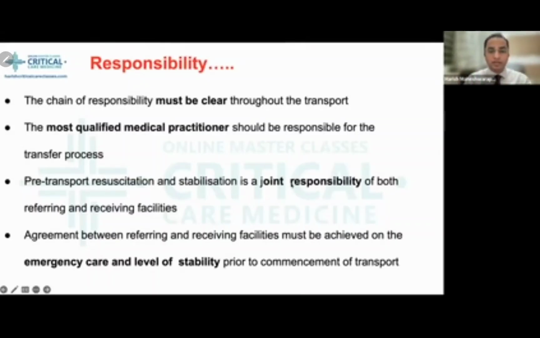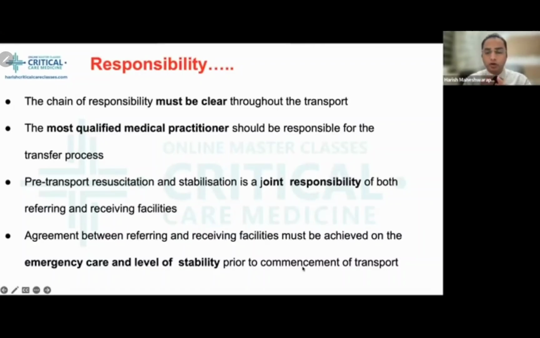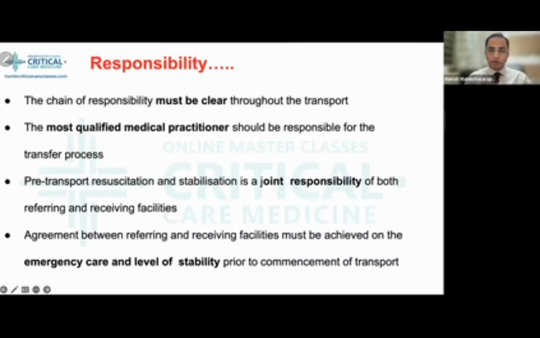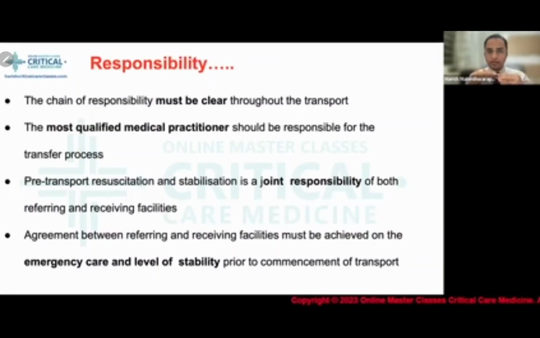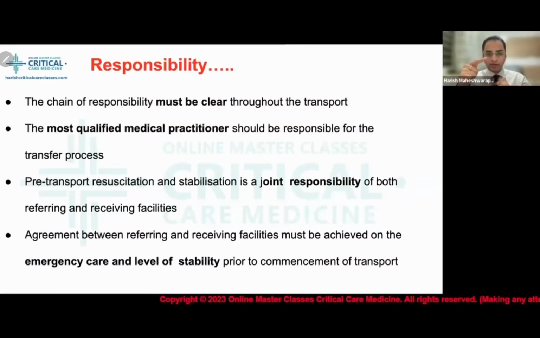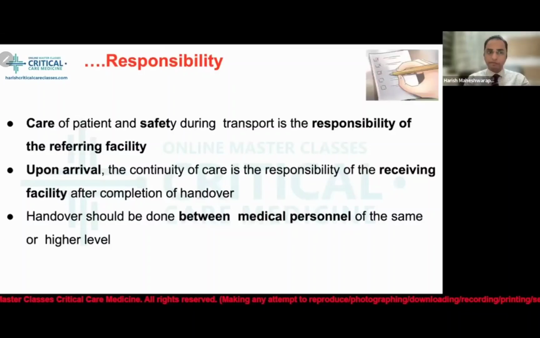Pre-transport resuscitation and stabilization is a joint responsibility of both the referring and receiving facility. Agreement between referring and receiving facilities must be achieved on the emergency care and level of stability prior to commencement of the transport. Before initiating the process, everything should be sorted out with bi-directional single consensus communication between the transferring unit, that is the referring team, and the receiving team.